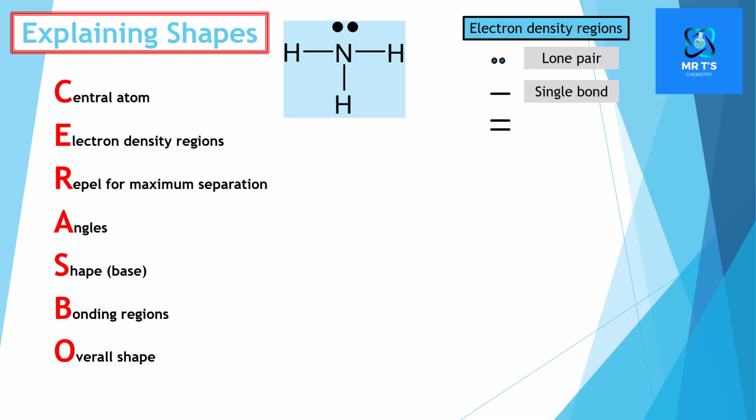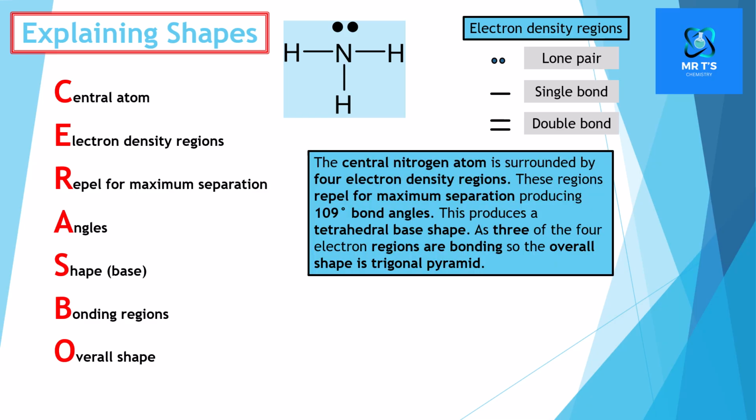Let's give an example of this paragraph. So let's have a look. The central atom, okay, C here, is surrounded by 4 electron density regions. That's the E from CERESBO. These regions repel for maximum separation, R, to produce 109-degree bond angles. So I've covered the first 4 parts up to this part of my explanation. This produces a tetrahedral base shape.